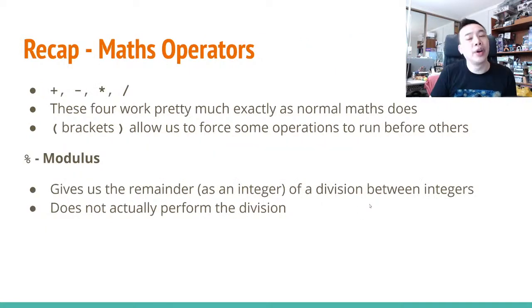We looked at the maths operators. These are working in a way which we expect them to with the plus, minus, multiplies, and divide. We can use brackets as well to force order of operations one way or the other. There's also modulus, which I mentioned briefly, because if we're doing division with something like integers, we're only going to get an integer response. It's always going to drop the remainder. Modulus is a way we can get the remainder of a division instead of doing the division itself.